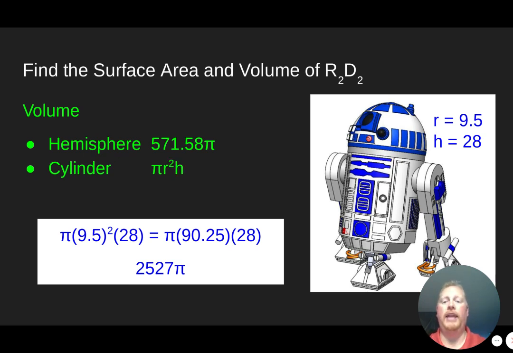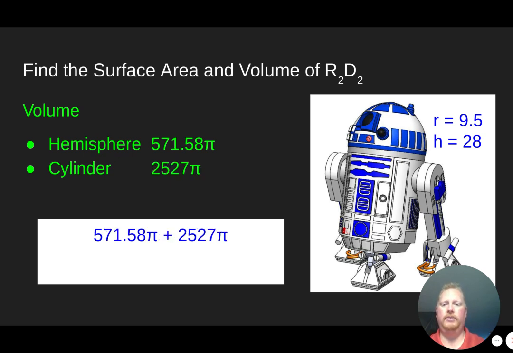So now we need to go ahead and add those together. And so we get, add that up, 3,098.58 pi. All right. So hopefully that was just a little bit of fun. And I was just kind of showing you maybe it's not so bad to find the area and the volume of a composite figure. But if you guys have any questions, please feel free to let me know.